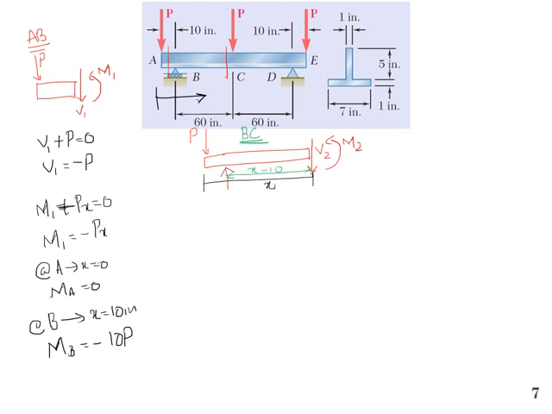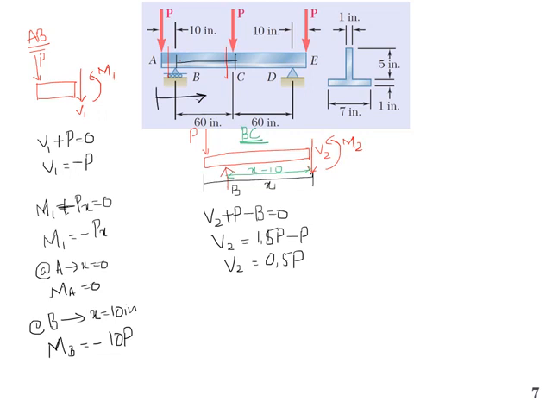Now considering segment BC, first we have to find the shear force. So we can write V2 plus P minus B is equal to 0, and we know the value of B, that is 1.5 times P minus P. So V2 is simply 0.5 times P, and it will be constant along this segment between B and C.